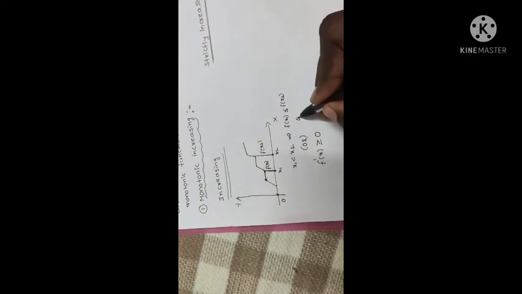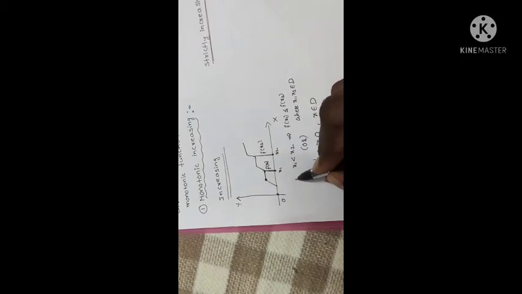In this situation, x1 and x2 both belong to the domain of the function. Here also x belongs to the domain of the function. You can use either the first condition or the second condition. What is the first condition? If x1 less than x2, that implies f of x1 less than or equal to f of x2, then it is called increasing. What is the second definition? The first derivative of the function is greater than or equal to 0, then the function is increasing.